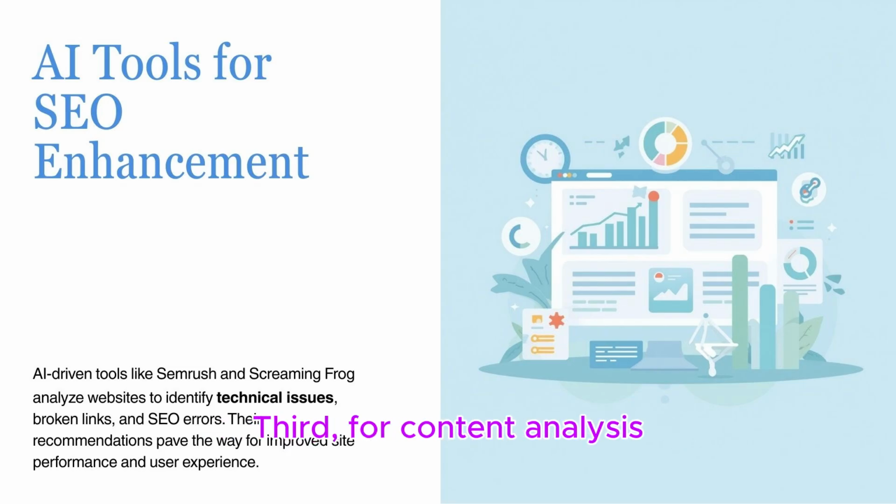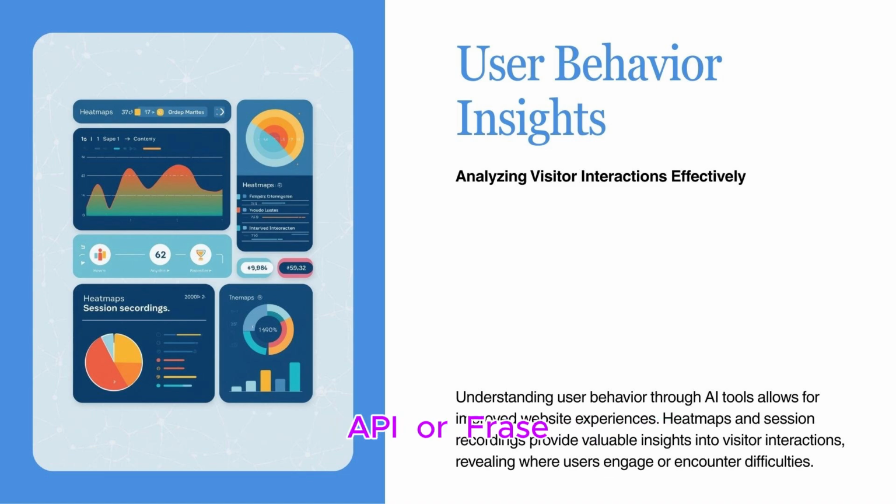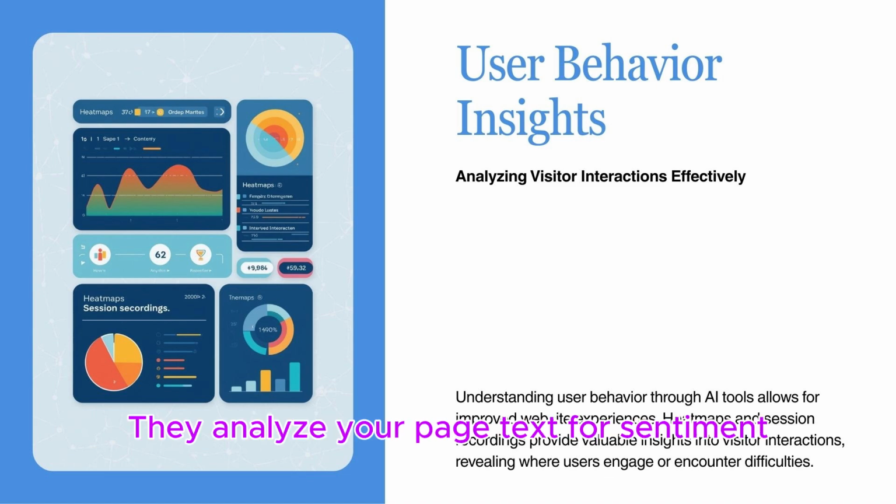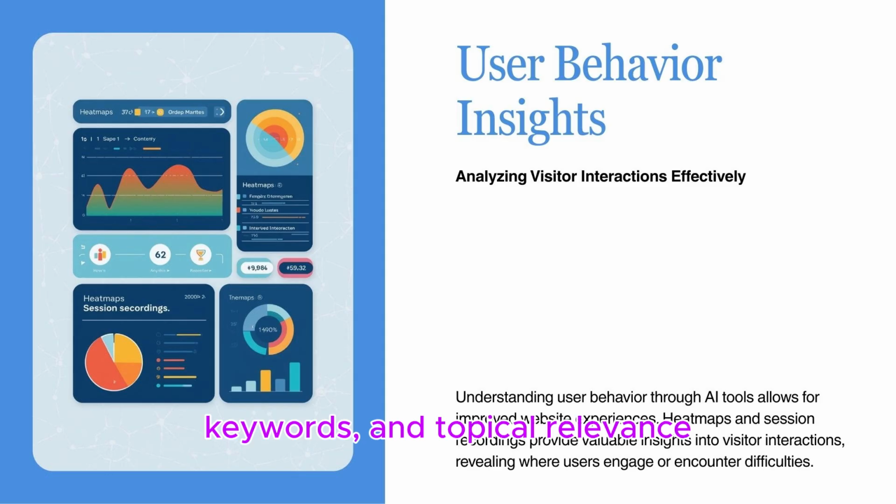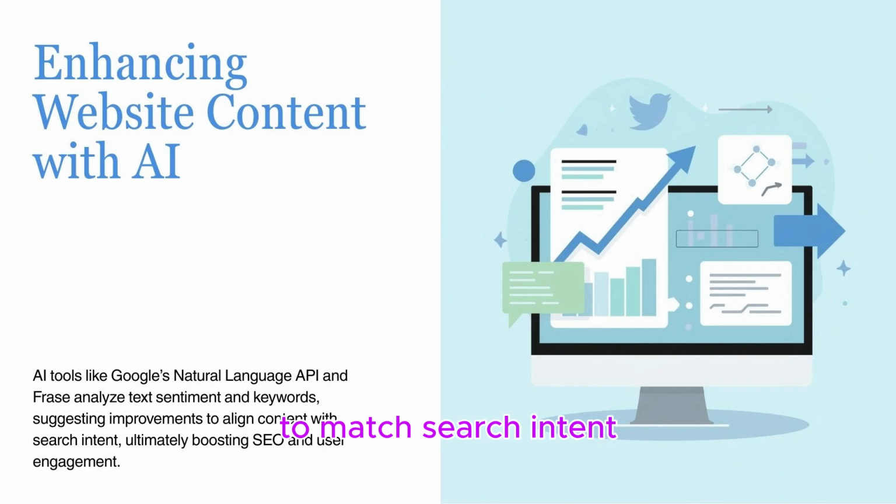Third, for content analysis, use Google's Natural Language API or Phrase. They analyze your page text for sentiment, keywords, and topical relevance, suggesting improvements to match search intent.